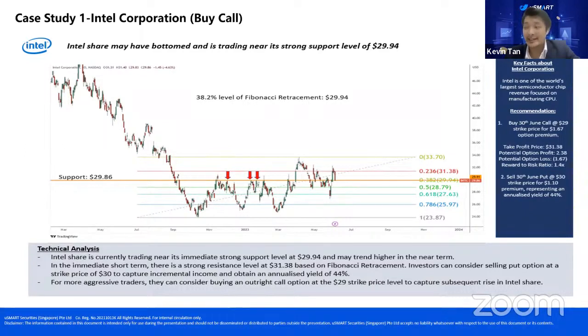Interestingly, the next day after we published this trading idea, Intel shares actually shot up 50%. Sorry, not Intel shares. The Intel option for this particular strike price actually shot up 40% on the day itself. So this is an example of how you can take advantage of call option buying. Call option buying is favorable for stocks that you believe will go up, and go up quite bullishly.